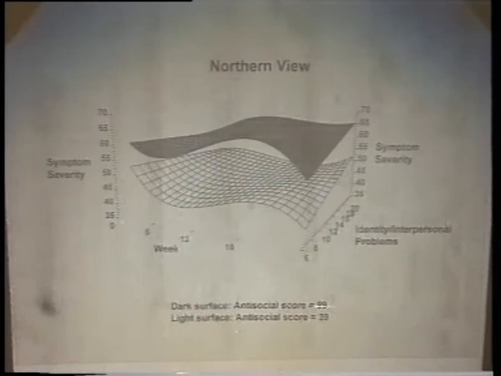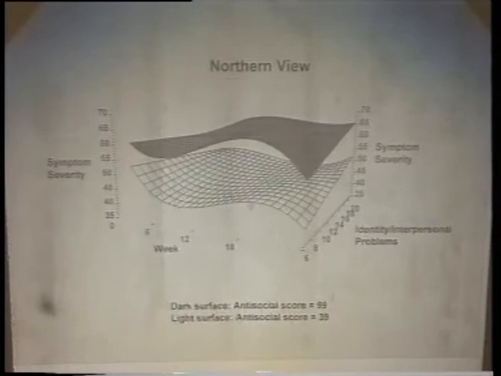And this is the gravity of interpersonal problem areas, identity diffusion. And the dark surface are the patients with high antisocial. And the light surface is low. Okay, so in other words, this is going to show us how these patients proceed across time.